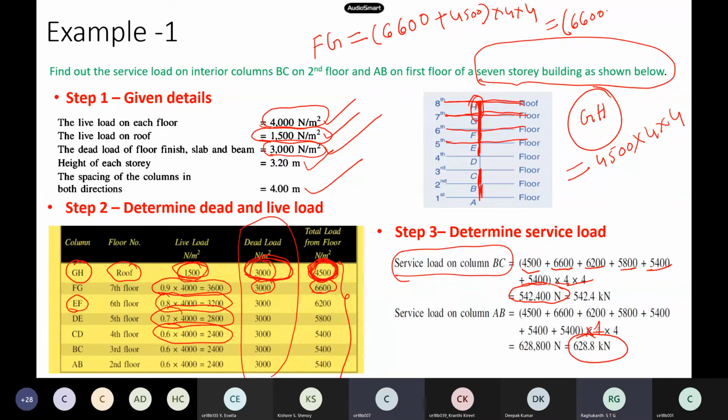6200. It's very simple. Okay, so 6200 multiplied by 4. That's all. So this is how you can calculate. But the most important thing you should understand is this reduction.